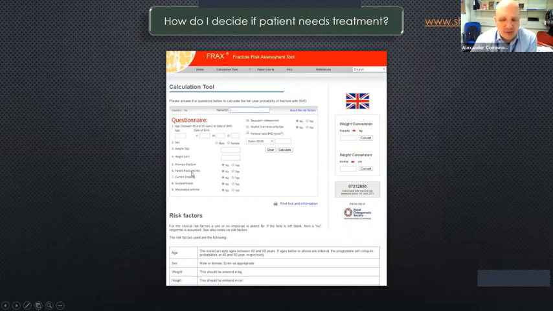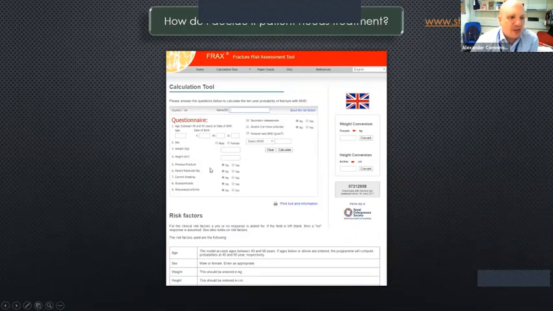Doesn't matter if they were 95 or if they were 55, you still tick it as yes if they fractured their hip. Current smoking, glucocorticoids: they normally say about 5 milligrams or more currently, and if it's 5 or more for 3 months, then you tick yes. And I'll go into steroids and bone in a future session.